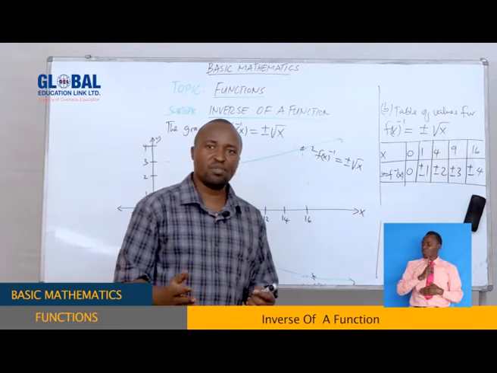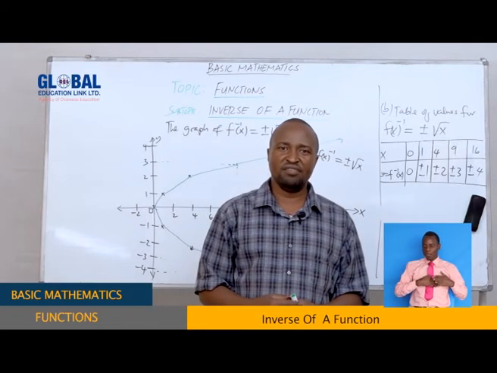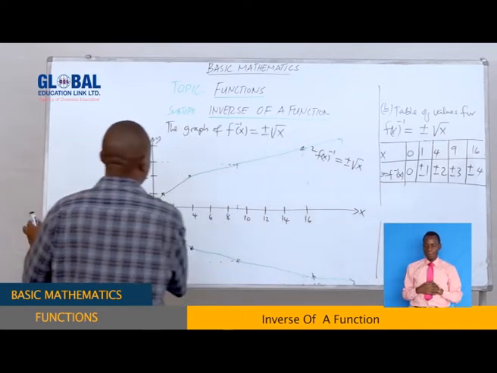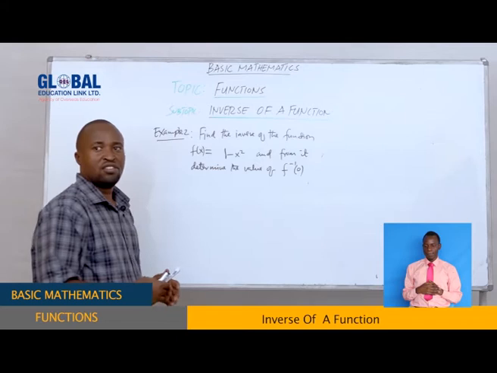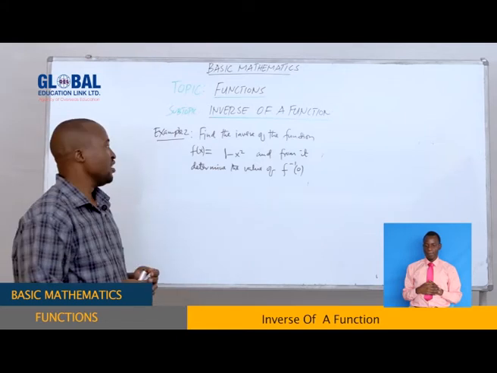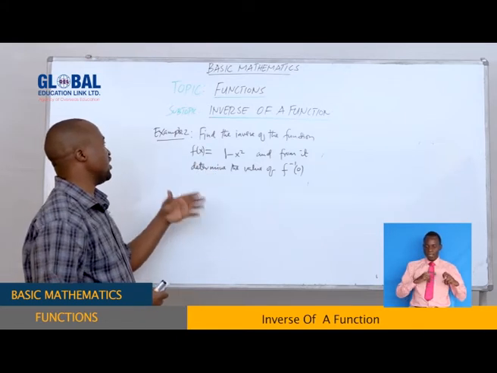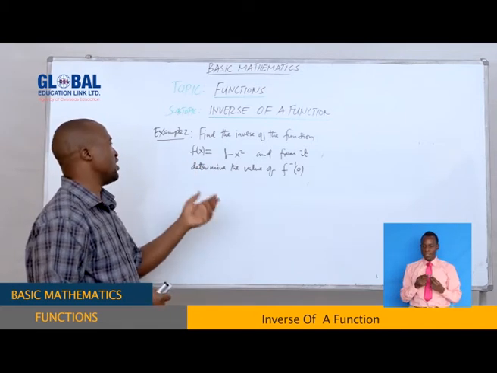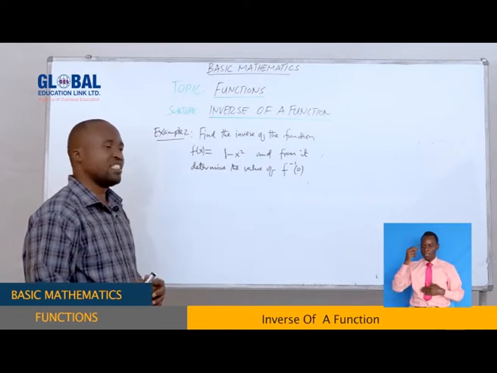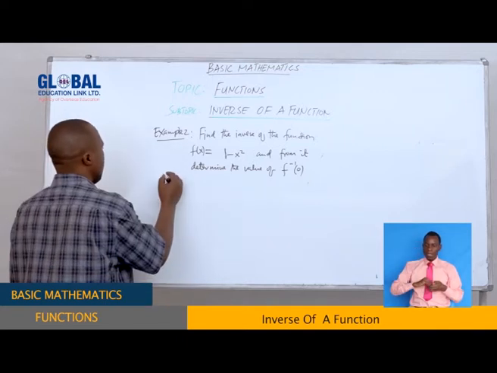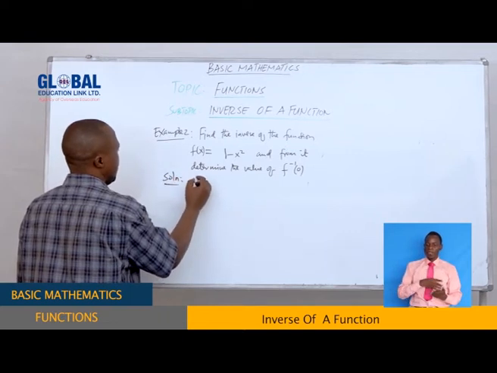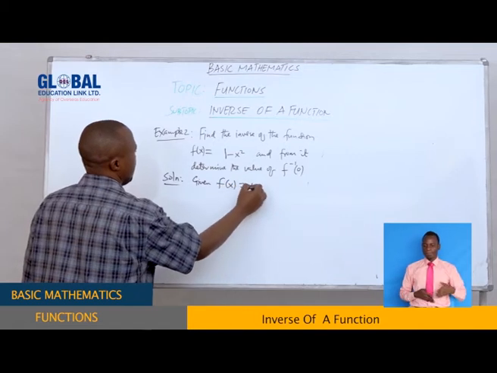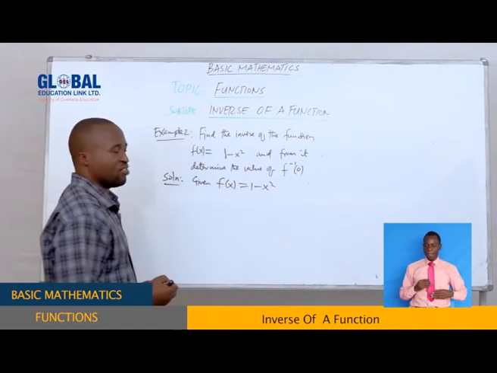So, dear student, we proceed with another question. So, student, this is the second question. That is, find the inverse of the function f of x is equal to 1 minus x squared, and from it determine the value of f inverse of 0. So in this case, that is given, we have f of x is 1 minus x squared.